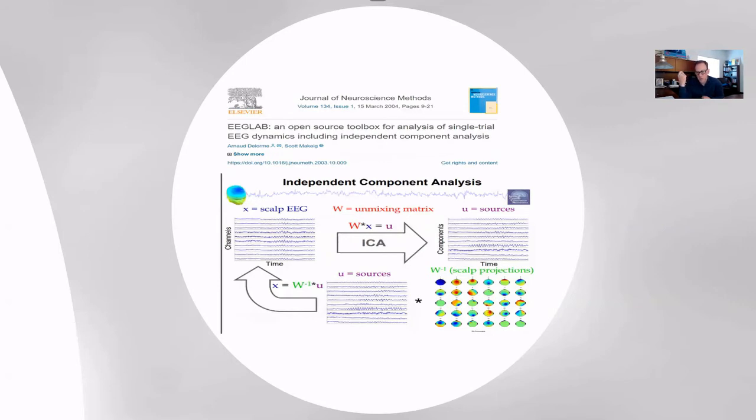Some of the components are made up of artifact, and some of them are real EEG. What happens in an ICA analysis is you essentially delete the ones you think are artifact, and you keep the ones you think are real EEG data. That de-artifacts all of your EEG data in a very pristine fashion. At the bottom right here, you can then get what are called scalp projections, which is basically a topographical map of the source activations for each of the components. And you can look and study those as well.